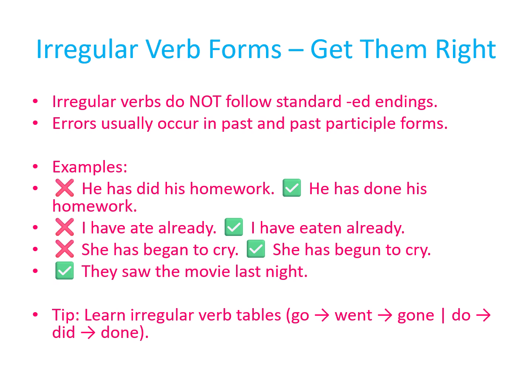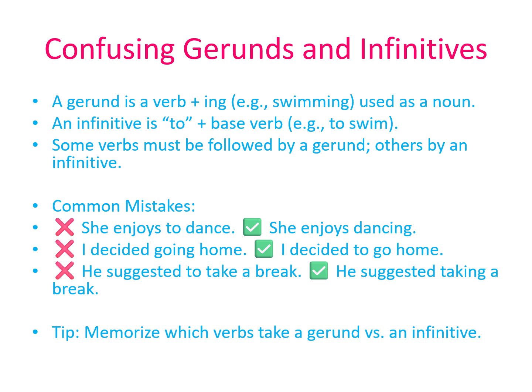Consistent practice is key. Many learners confuse gerunds and infinitives, but they follow specific patterns. A gerund is a verb ending in ing that acts like a noun. For example, swimming in "swimming is fun." An infinitive is formed by to plus the base form of a verb, like "to swim." The mistake happens when a verb that requires a gerund is followed by an infinitive, or vice versa. Take this sentence, "she enjoys to dance." That's incorrect because the verb enjoy must be followed by a gerund. So it becomes, "she enjoys dancing."